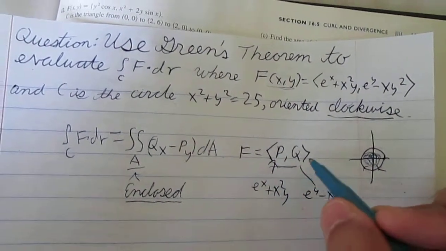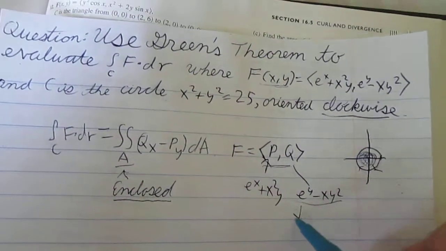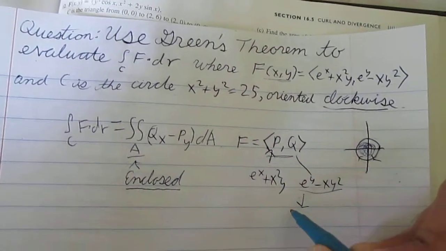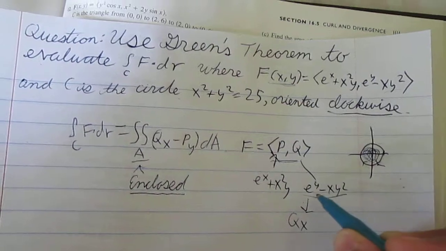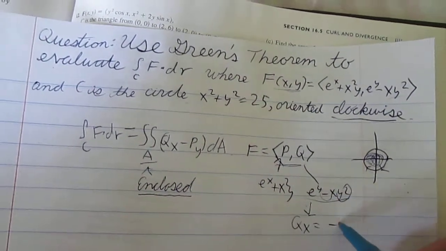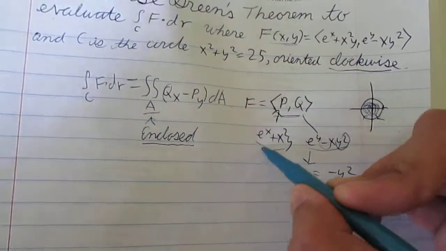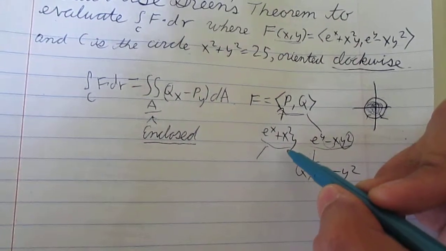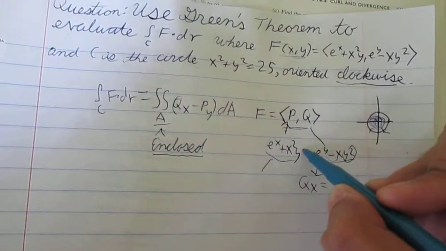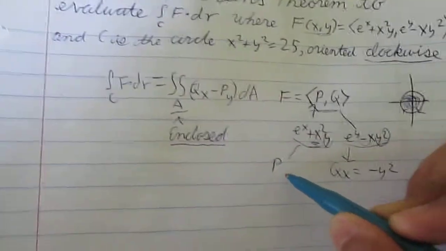So let's find Q sub x, which is the partial derivative of this with respect to x. What is that? Let's look at the coefficient of x. It's y squared, but there's a negative sign, so that is negative y squared. What about P sub y? Similarly, we look at the coefficient of y, which is x squared.